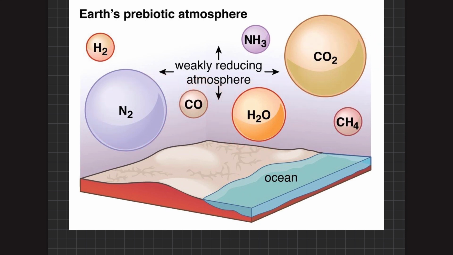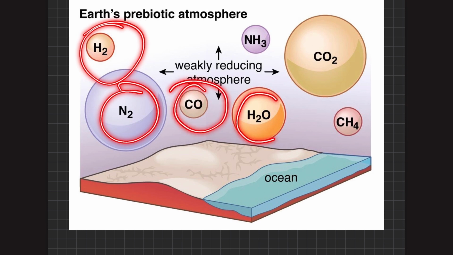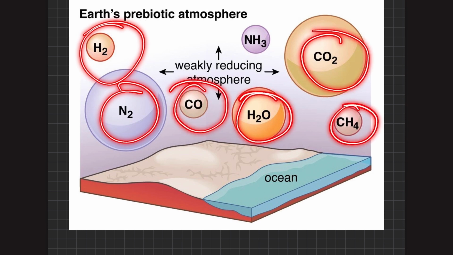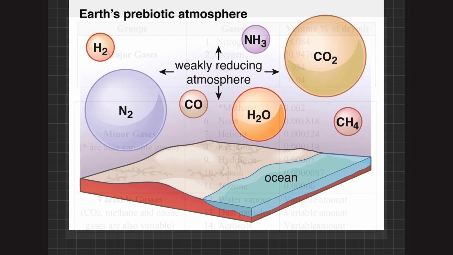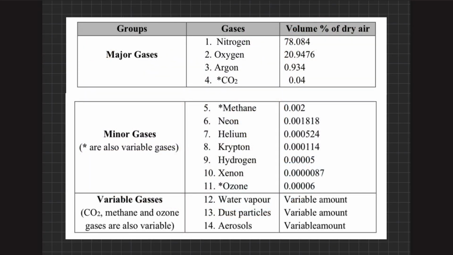In this way, before the photosynthesis era, the atmosphere contained gases like hydrogen, nitrogen, carbon monoxide, water vapors, methane, carbon dioxide and ammonia, and we can safely say that the early atmosphere of Earth was a weakly reducing atmosphere. This table summarizes the atmospheric gases into three major groups.